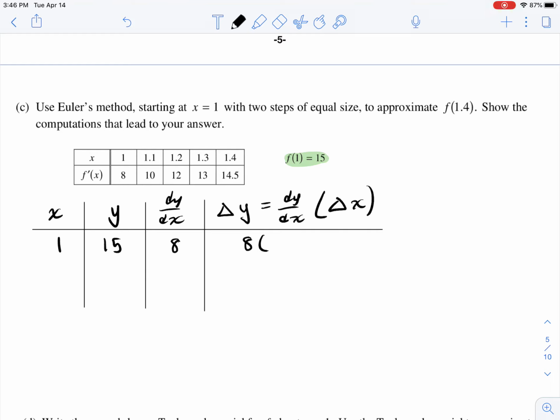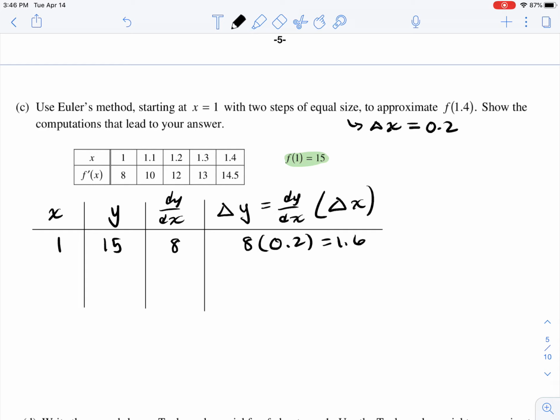So if we're again going from 1 to 1.4, and we have just two steps of equal size, this means that our delta x must be equal to 0.2, right? It's the same idea that we saw in the previous part. So we have 0.2, and so from this, we know that our change in y is going to be 1.6.